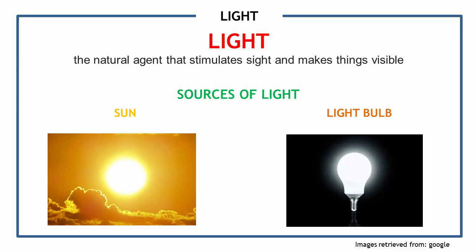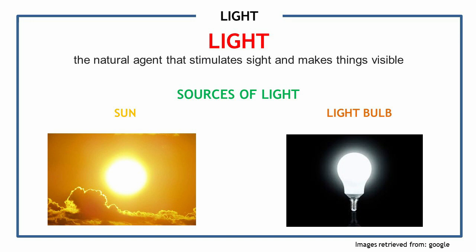Let's jump right through our discussion about light. Light is a natural agent that stimulates sight and makes things visible. We have here some examples of sources of light, the sun, and a light bulb. Usually, kailan ba natin ginagamit ang light bulb? At nighttime, di ba? Kapag wala ng light from the sun in our place. We use sources of light like this para mas makita natin yung mga bagay around us.